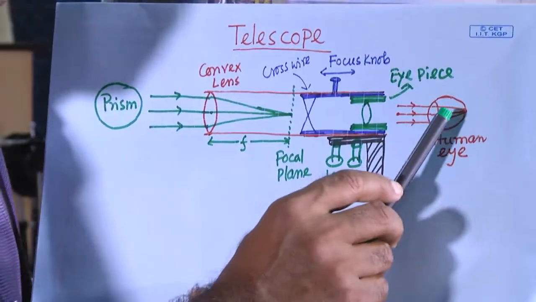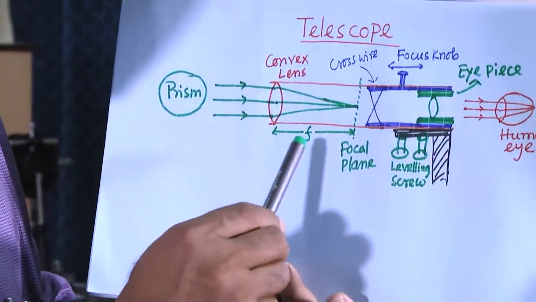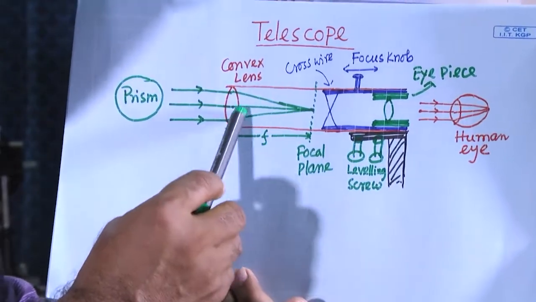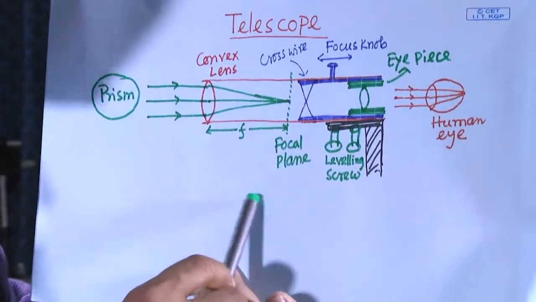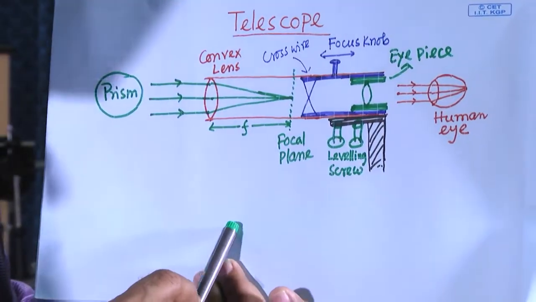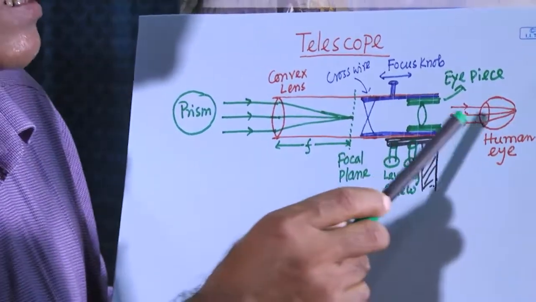Okay. So the magnification of the image is equal to the focal length of the telescope lens divided by the focal length of the eyepiece. Okay. So that is the magnification. So through the eyepiece we will see the magnified image.